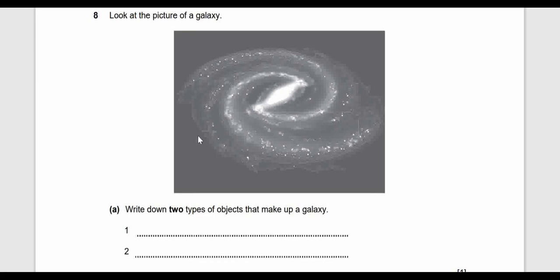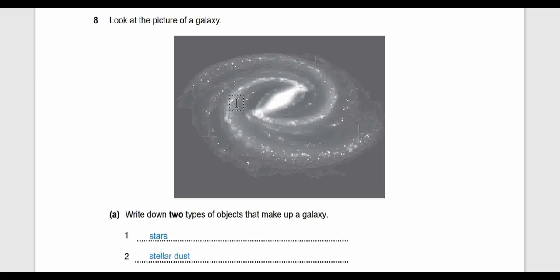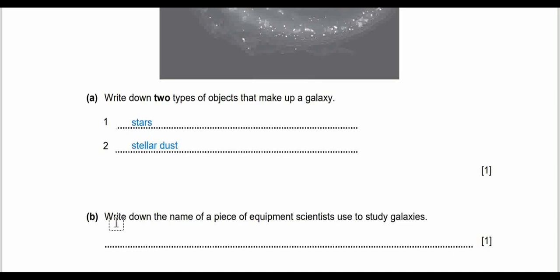Well, let's open up the answer. It will be stars and stellar dust, or you may also answer gas. And planetary systems or planets. Next. Question B. Write down the name of a piece of equipment scientists use to study a galaxy.